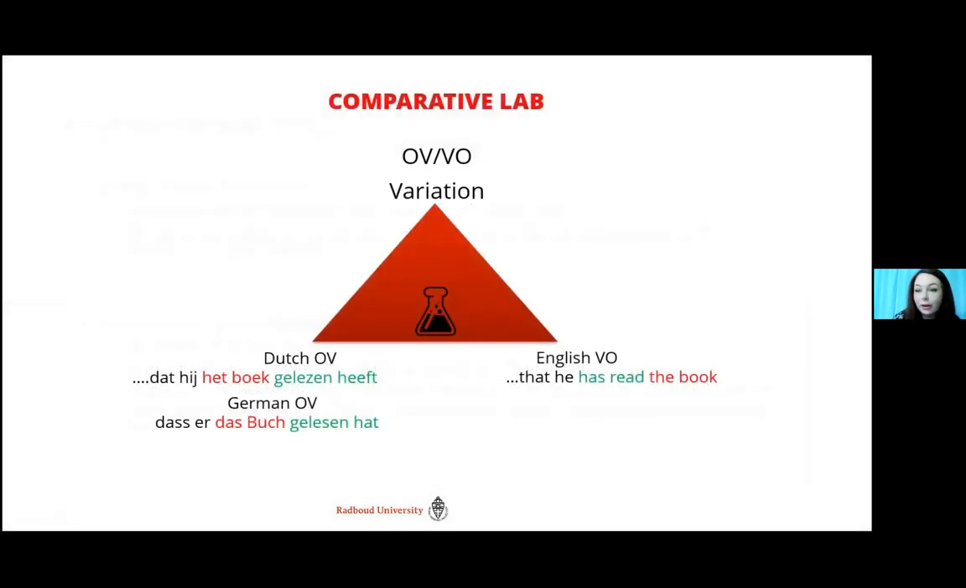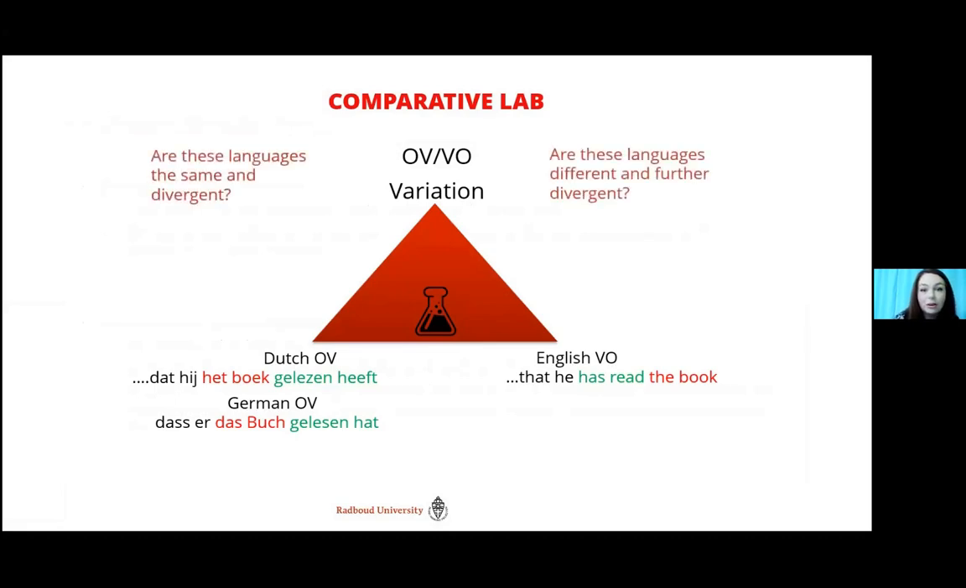So to come back to my comparative lab and the questions, are these languages the same and convergent, or are these languages different and divergent? I don't think I can give a full answer to either of those questions. So yes, they are different, but they also have a lot of similarities in that the variation is triggered by a same factor, but in a different way. And then as a consequence, they are even further divergent.